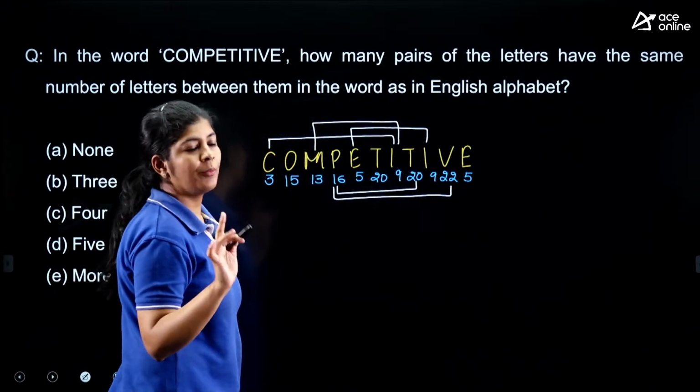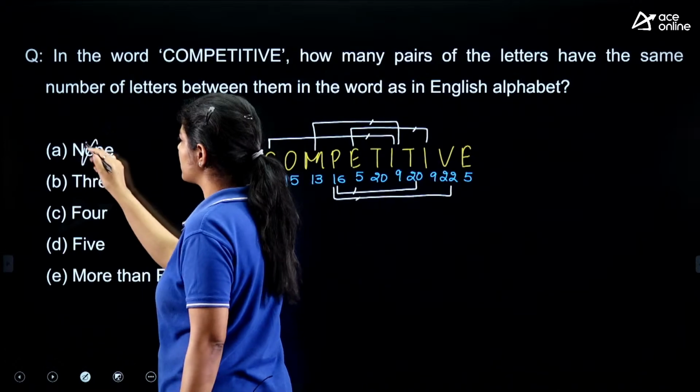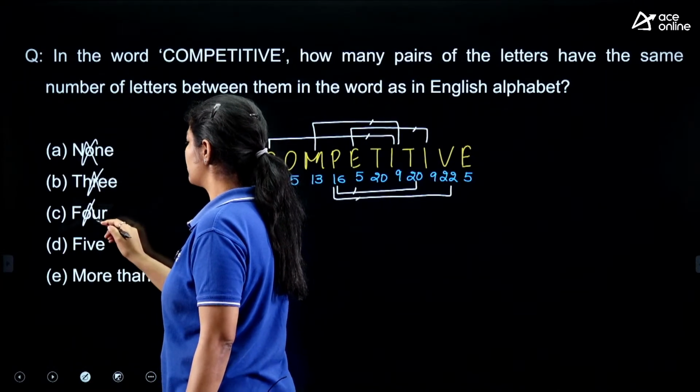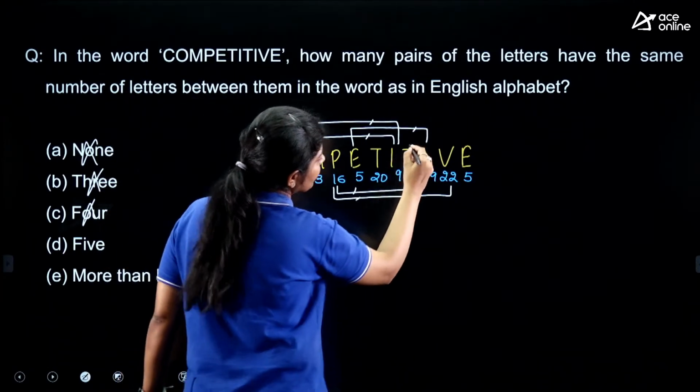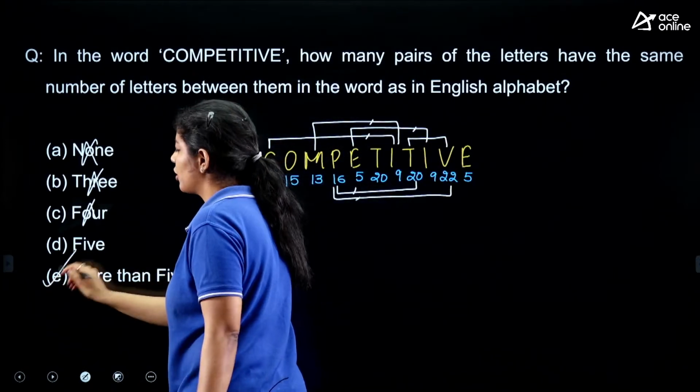So till now, how many pairs we got? 1, 2, 3, 4, 5. That means this option is eliminated. These all options are eliminated. And we can easily see that here we are having one more pair. That means this option is correct.